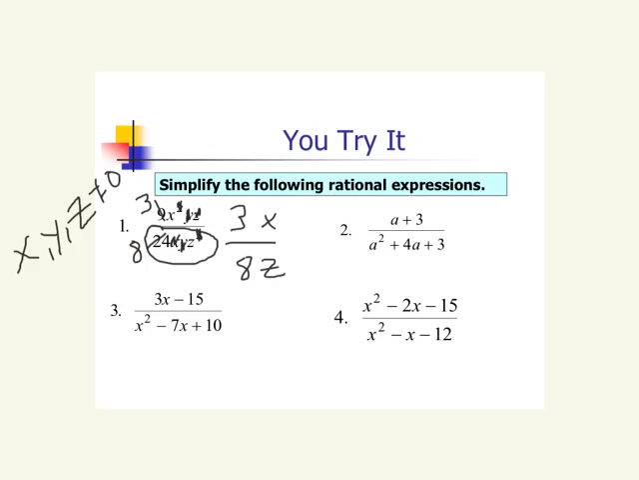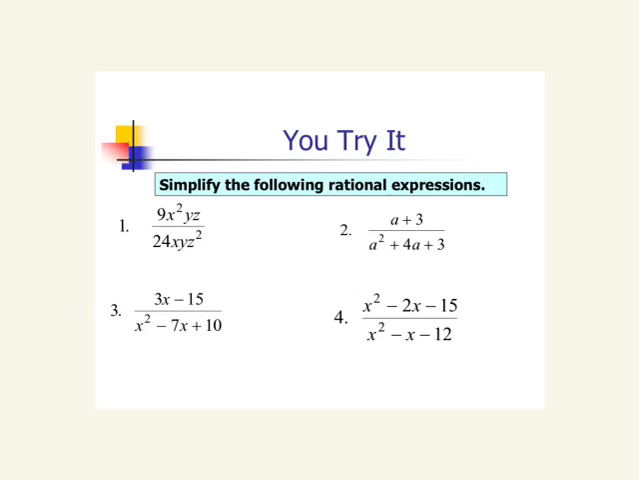Now in number 2, the way it's written, we can't do anything. Even though it looks really tempting to want to do something with those 3's, we cannot do that. You have to divide out common factors, and since those 3's are being added, we cannot divide those out. So what we can do, though, is factor the denominator.